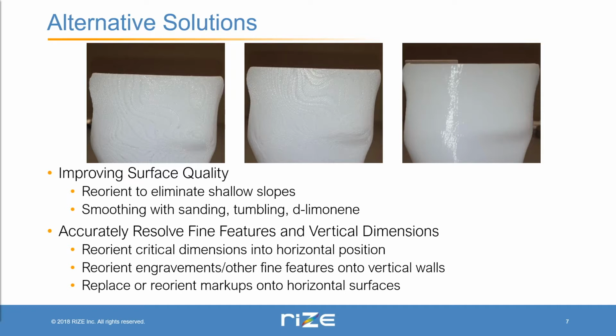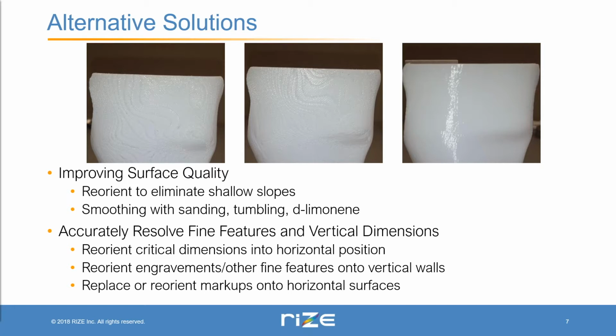So some things that you can do to accurately resolve fine features and vertical dimensions include, again, reorienting to get critical dimensions to face a horizontal position. You can also get engravings and other fine features to reorient so that they're on vertical walls rather than horizontal surfaces. This is because, sort of as shown in the images here, it can be easier to get high quality surfaces and more resolution using the vertical walls rather than horizontal.